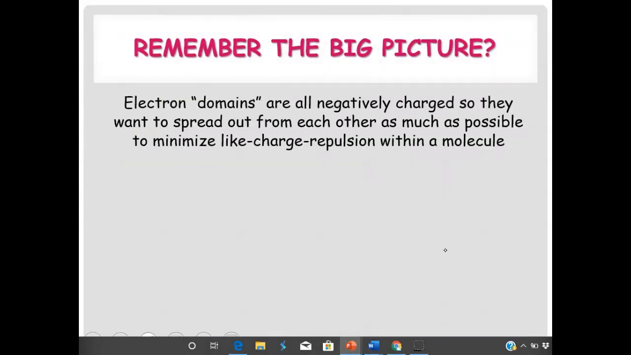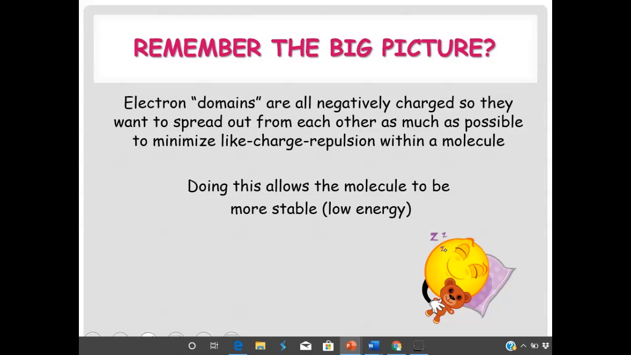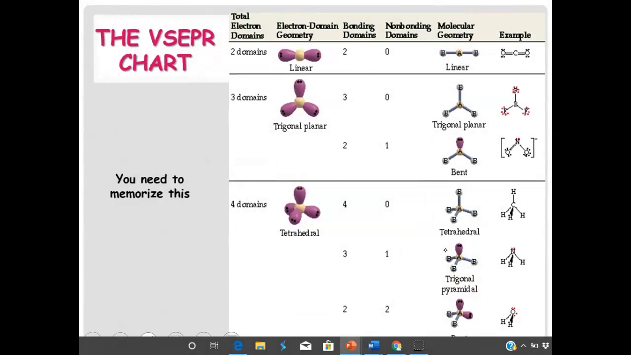Electron domains are all negatively charged, so they want to spread out from one another as much as possible to get away. They just like to be away from each other. Doing this allows a molecule to be more stable with low energy. So here's the chart that I'm talking about. You need to memorize this, okay?